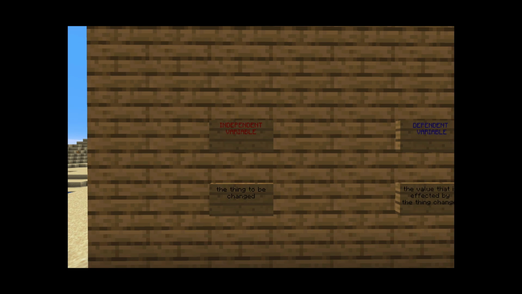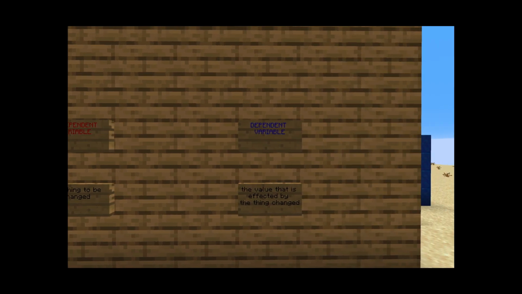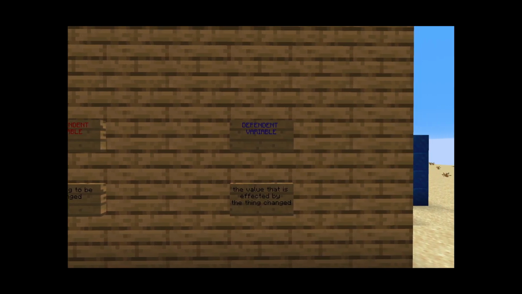As you can see on the side, an independent variable is the thing that we're going to change in our experiment. And a dependent variable is the value that's going to be affected by the thing that is changed, which is the independent variable, and that's the data we want to collect. But make sure to keep in mind that for every experiment there can only be one independent variable and one dependent variable, or else we won't know what we'll be looking at.